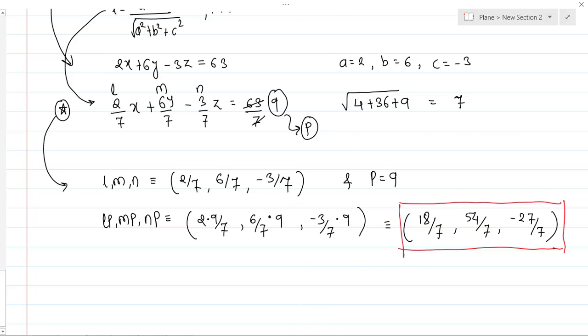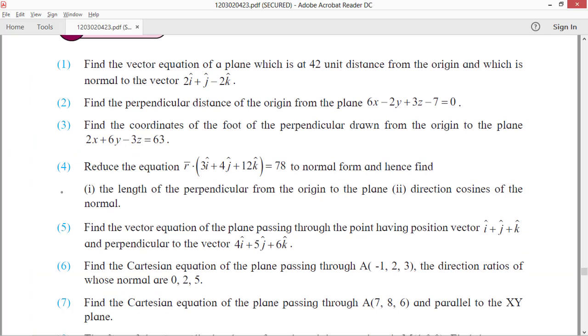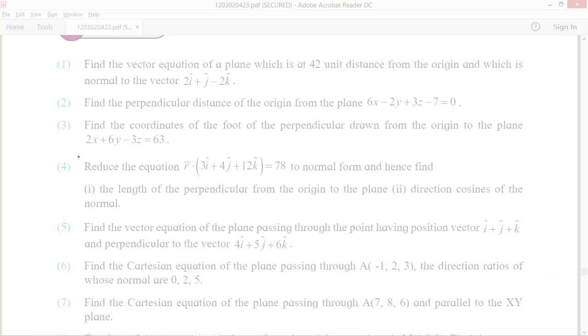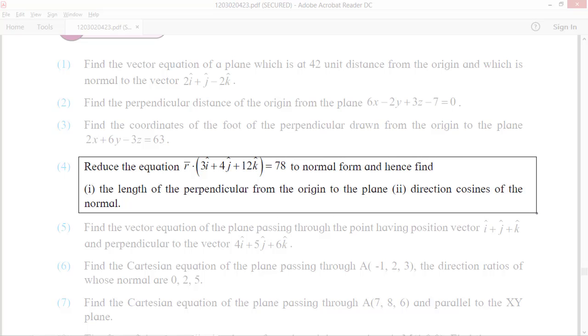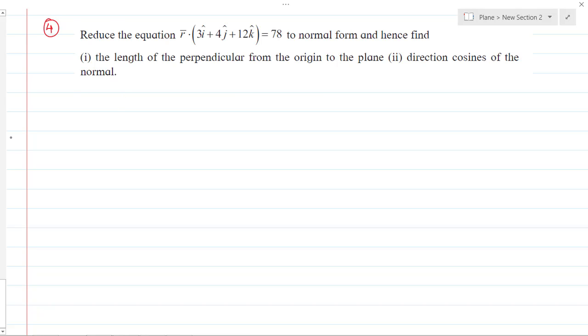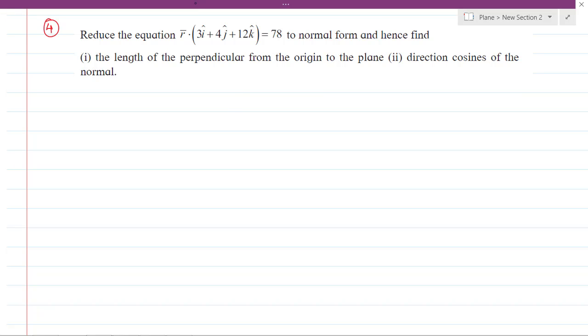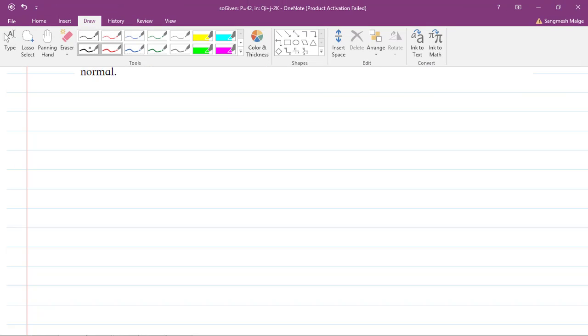Okay, great. Now let's see the next question, question number 4. So let me take this statement. It says: reduce the given equation of a plane to the normal form and hence find out the length of perpendicular from the origin to the plane and its direction cosines. This is exactly the same question which we have solved just now, that is question number 3.